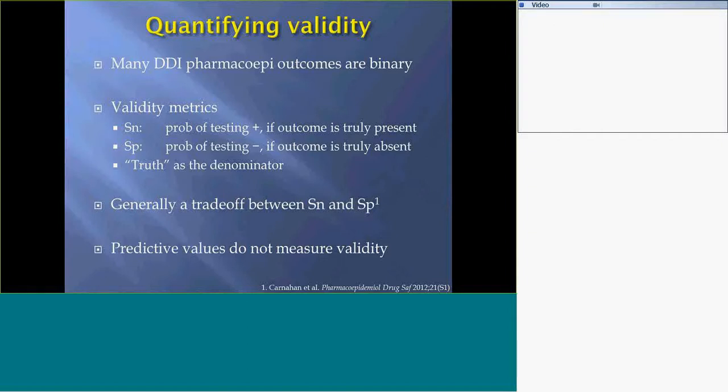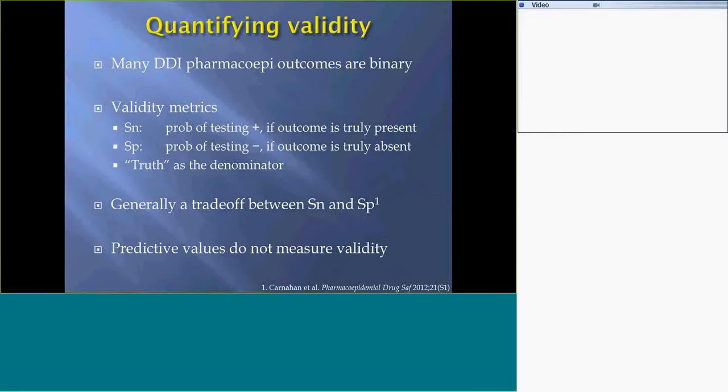But because many DDI pharmacoepi outcomes are binary, like hypoglycemia, yes or no, these are the metrics that you tend to be interested in: sensitivities and specificities, which are known as validity metrics, in which truth is the denominator. So sensitivity is the probability of testing positive if the outcome is truly present. And by testing positive, I mean the algorithm that you've identified identifies someone as having the outcome of interest.